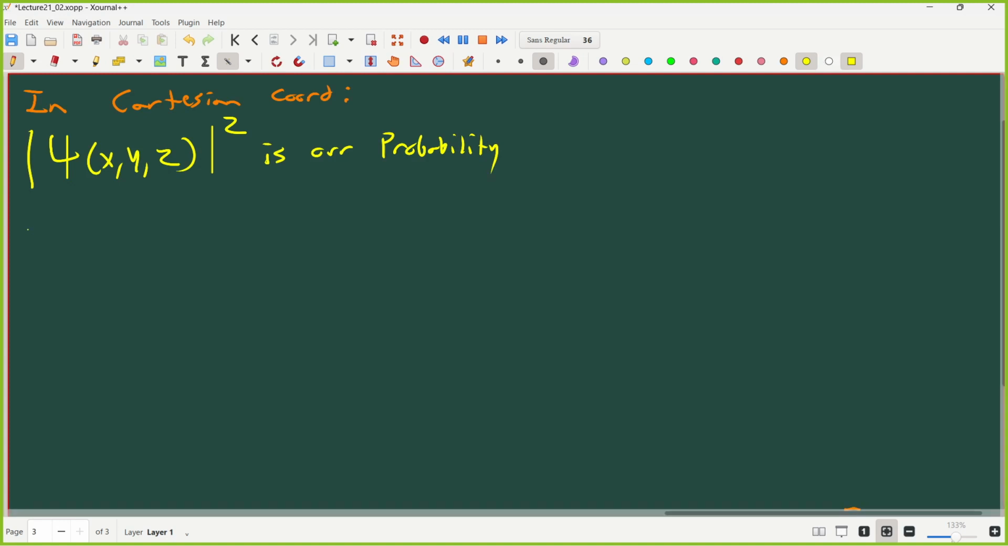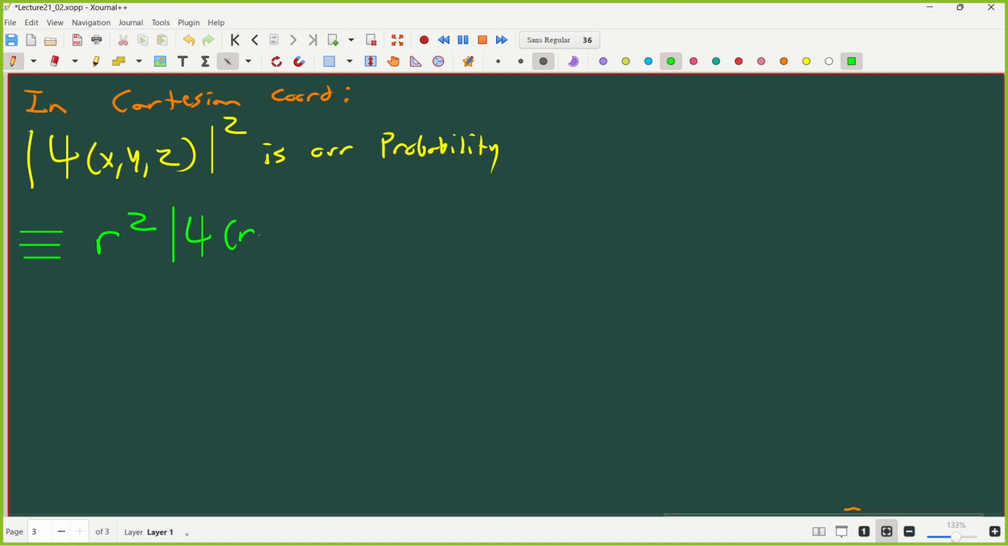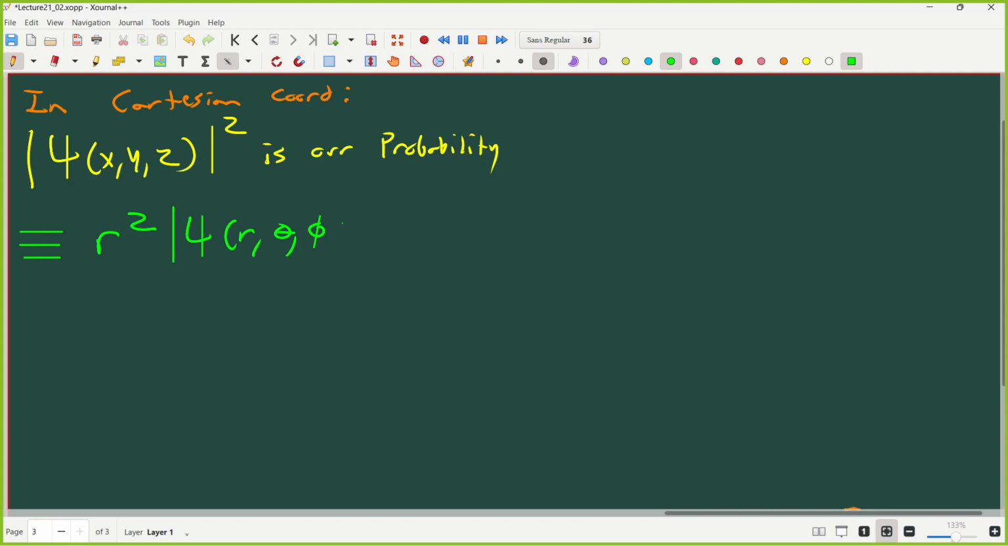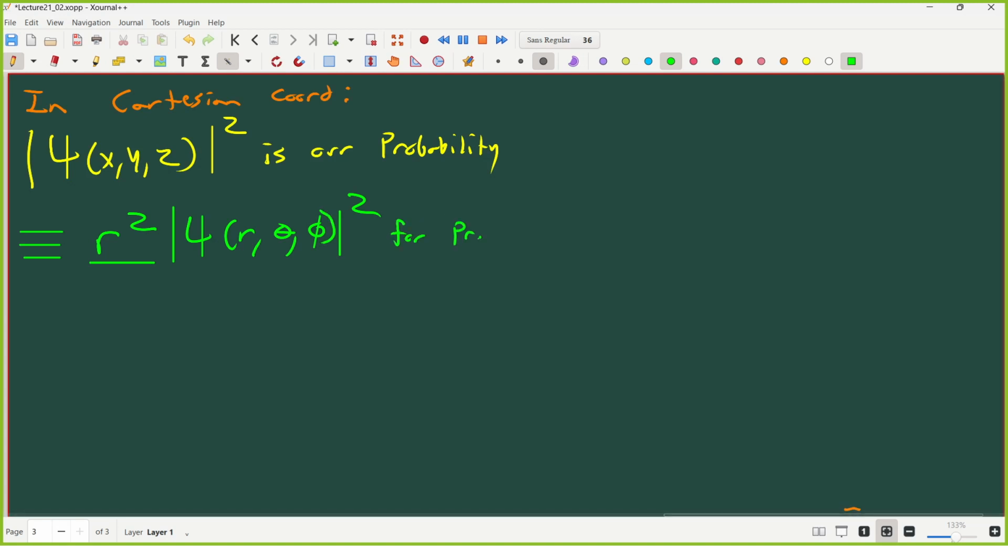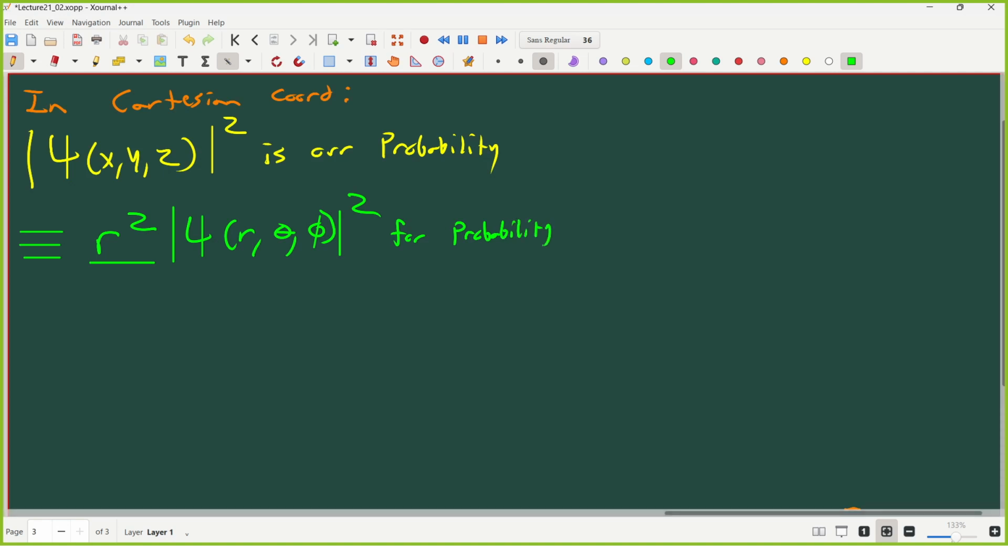But in spherical coordinates, the equivalent is r squared times psi of r, theta, phi, squared. Right, there's a factor of r squared that is included. We always have to have this additional r squared in our approximation for our probability. And this is just for the fact that, again, we're not doing things in a linear space. We're doing things in a spherical space, and we end up getting this extra r squared term from it. And again, this just comes from the chain rule in our transformation of our coordinates.